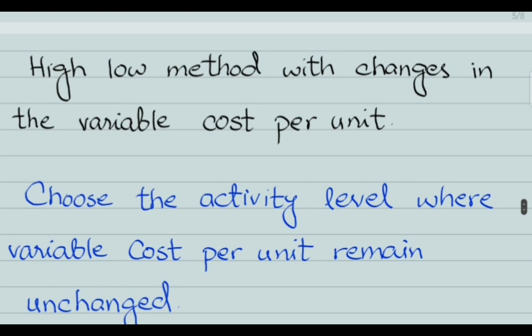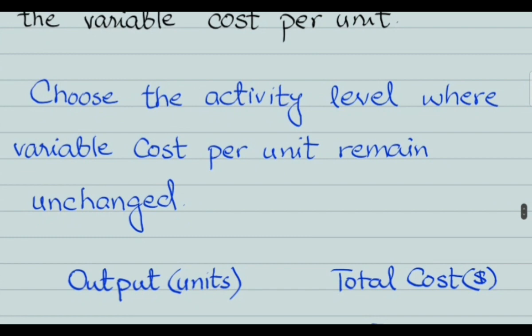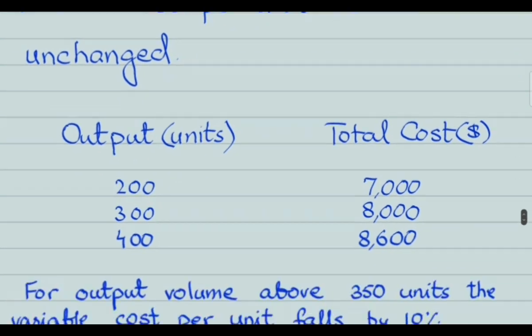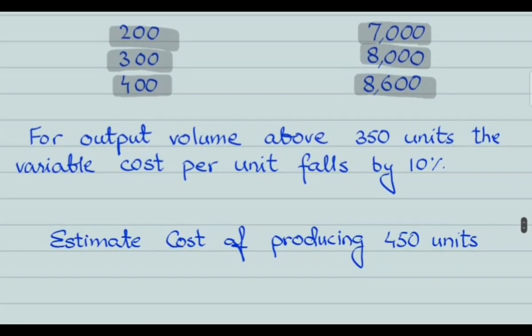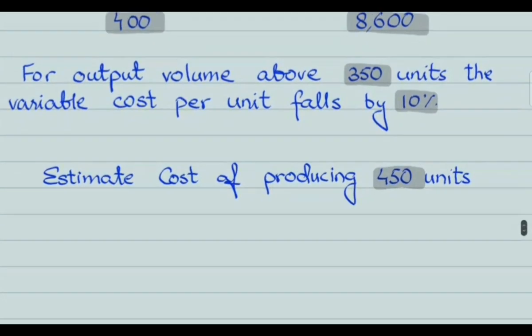Next is the high-low method with changes in the variable cost per unit. Again, you have to choose the activity level where variable cost per unit remains unchanged. So you have been given 3 activity levels of 200, 300 and 400 units, and at these levels the total costs are 7,000, 8,000 and 8,600 respectively. Further, they have told us that for output volume above 350 units, the variable cost per unit falls by 10%, and we need to calculate the cost of producing 450 units.